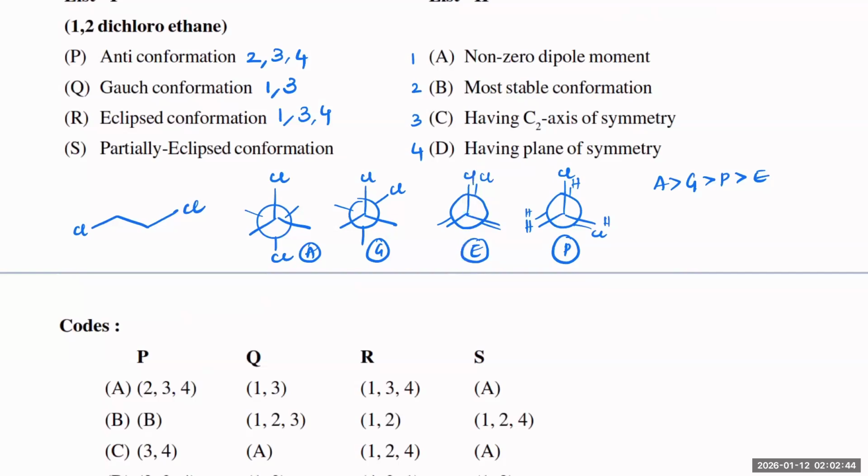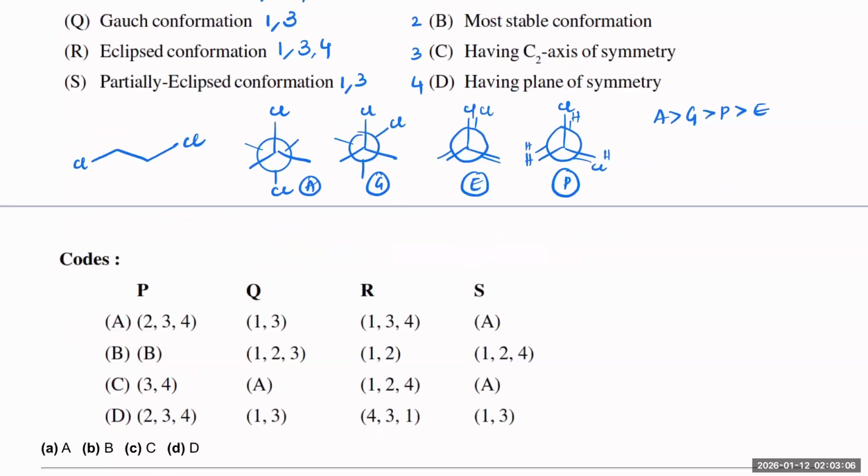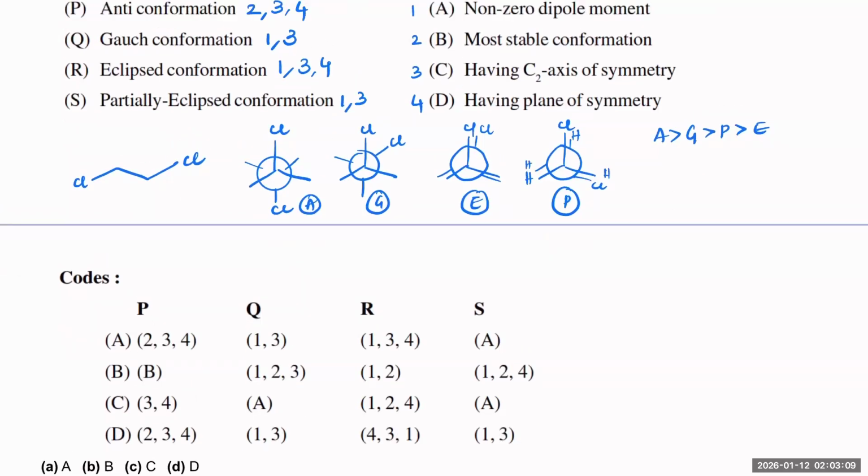Next, the partially eclipsed form. So the first one is again correct because there is a non-zero dipole moment. Okay. Does it have a C2 axis of symmetry? Yes. Here, if I put an axis, you can see the chlorine and chlorine repeat after 180 degrees. So yes, it will have a C2 axis of symmetry. Does it have a plane of symmetry here? Okay. Now, if you notice, I cannot put this as a plane of symmetry here. The reason being, these are distributed like this, here, this way, and like this. And one chlorine is here, one chlorine is here. So this cannot have any plane of symmetry in this case.